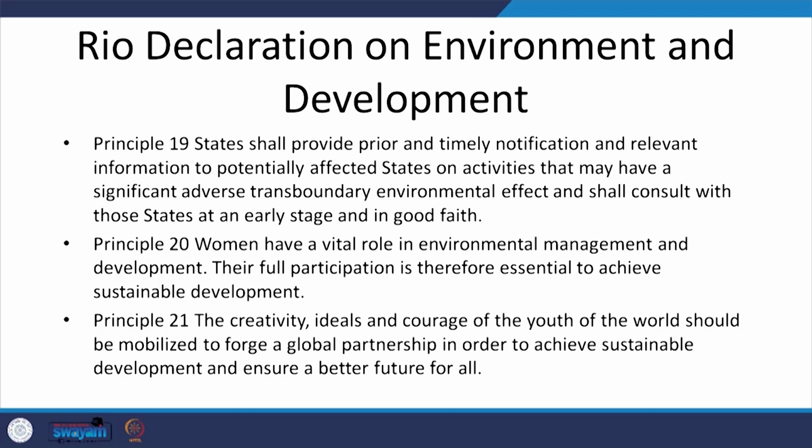Principle 19 states that states shall provide prior and timely notification and relevant information to potentially affected states on activities that may have a significant adverse transboundary environmental effect, which is a continuation of Principle 18 only.